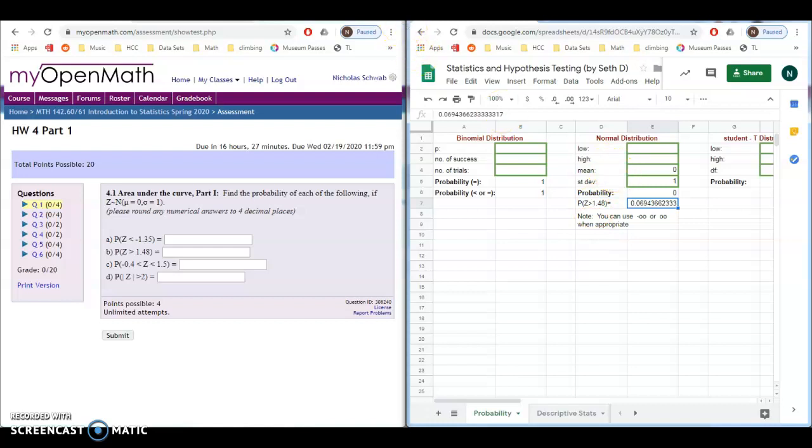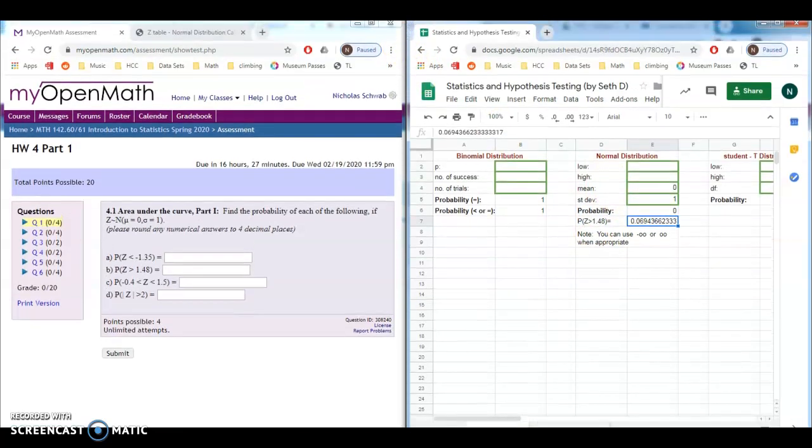Let's look at homework for part 1. I'll just answer a couple questions here using this thing. Let's say I would like to do part A. It says the area underneath the curve, part 1, find the probability of each of the following if Z has a normal distribution with a mean of 0 and a standard deviation of 1. That's actually called the standard normal distribution. So my mean is 0, so I've already got 0 in here. I've already got my standard deviation of 1.